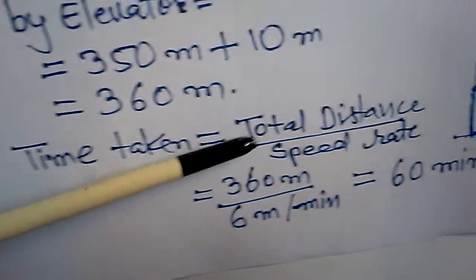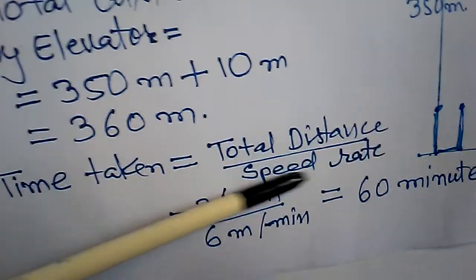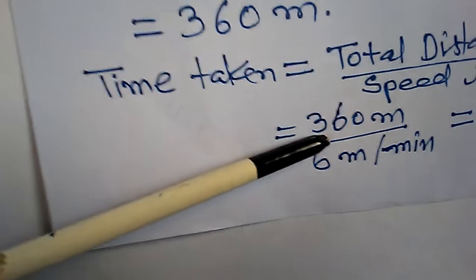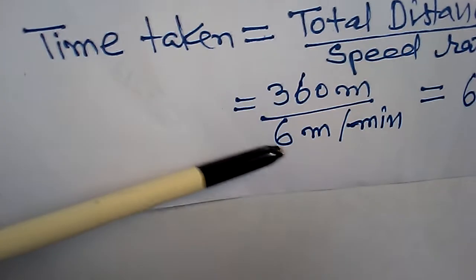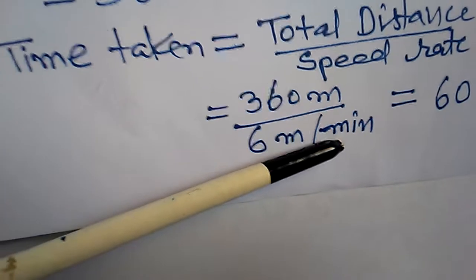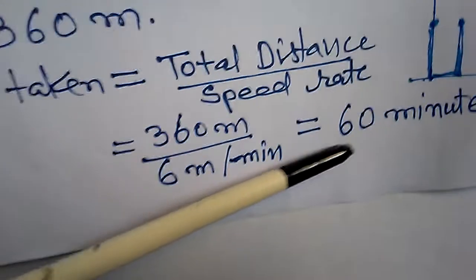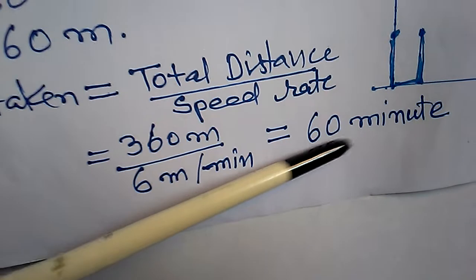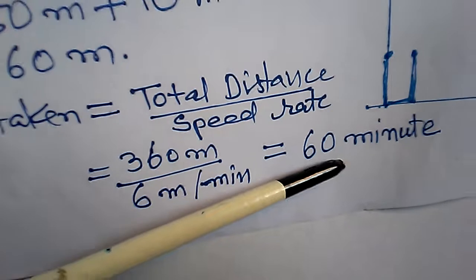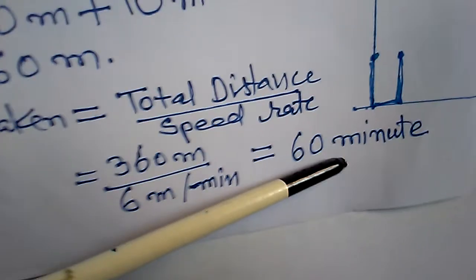So time taken is equal to total distance by rate of speed is equal to 360 meter by 6 meter per minute is equal to 60 minutes. So time taken is equal to 60 minutes. We can write 1 hour also.